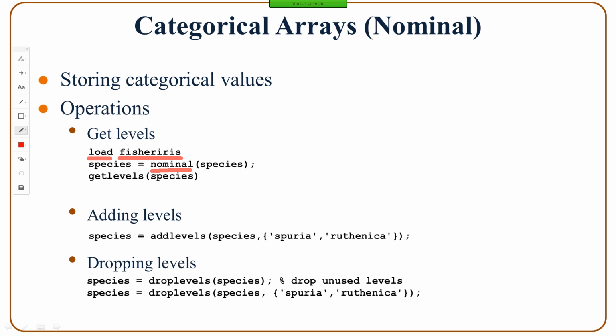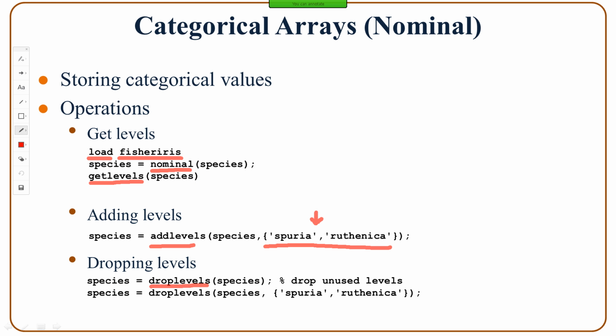So if you run this in MATLAB, then you get 3 levels or 3 categories: Setosa, versicolor, and virginica. To add levels, you use the addlevels function, and the levels that you want to add in would be the second parameter specified by this cell array. For dropping levels, you use the droplevels function. Droplevels and give it spaces will drop unused levels, and if you want to specify the levels to be dropped, then specify it as a second parameter.